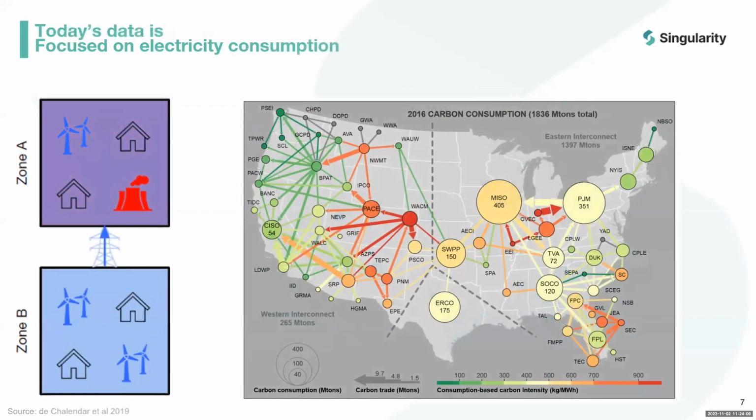And so today's data is actually focused on electricity consumption and explicitly accounts for those imports and exports of electricity, and thus the exchange of emissions between regions as well, which can give a better idea of the carbon intensity of the grid and the electricity that you're actually consuming on site.